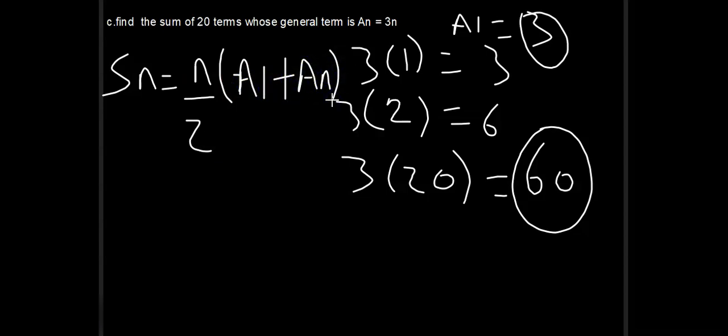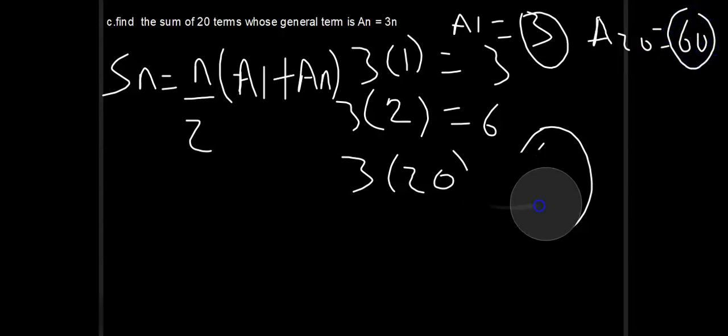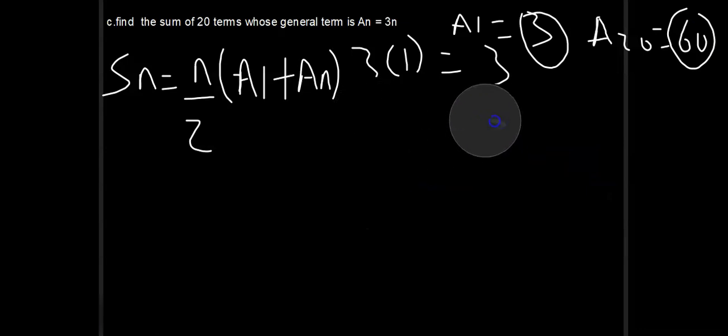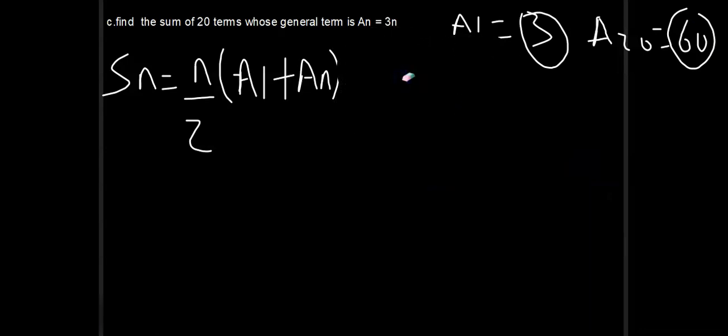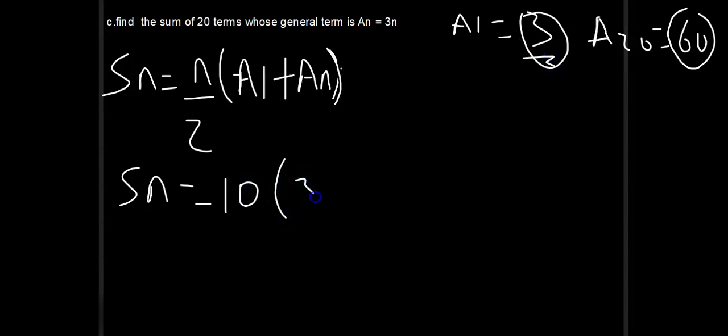Since I have these two values, let me erase this. A1 is 3, and my 20th term, A20, is just 60. So now Sn, the sum, will be 20 over 2, which is 10, and the whole A1, which is 3, plus An, which is 60.